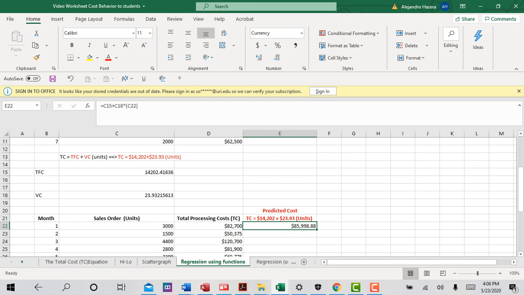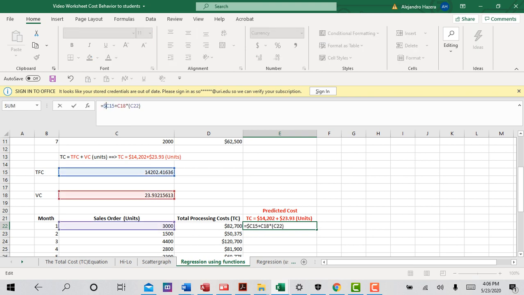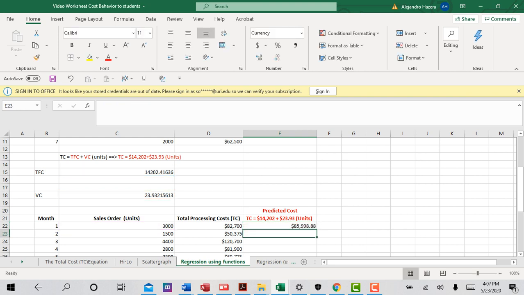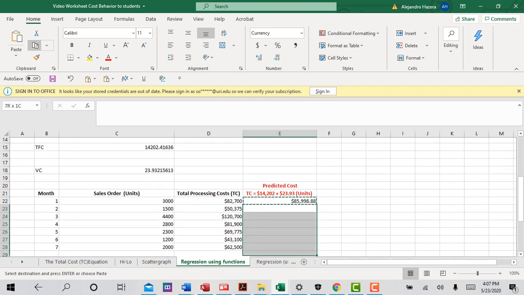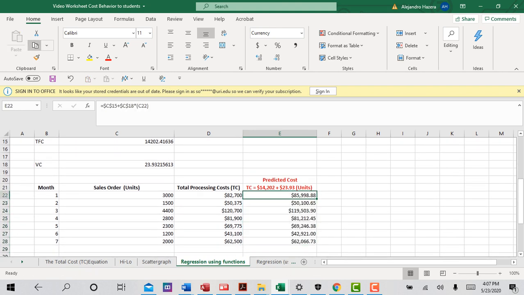Now let's go ahead and freeze both the total fixed cost that we're using in the equation and the variable cost per unit that we're using in the equation. Okay, and let's see what we get going down. Okay, and those look pretty good. Notice that those are very close to the numbers.